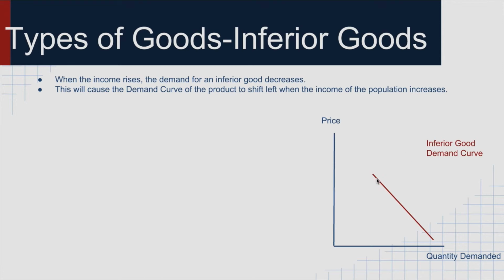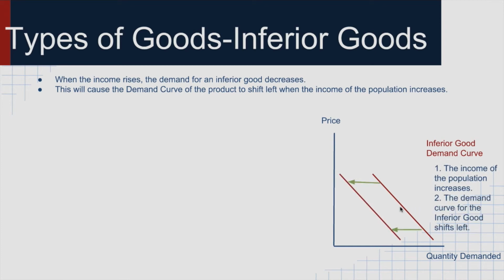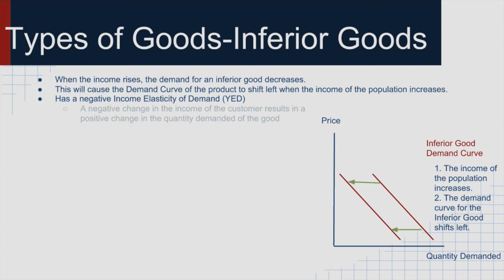The red curve represents the inferior good demand curve. So the income of the population increases. This results in the demand curve for the inferior good shifting left from the first red curve to the second red curve. So inferior goods have a negative income elasticity of demand.